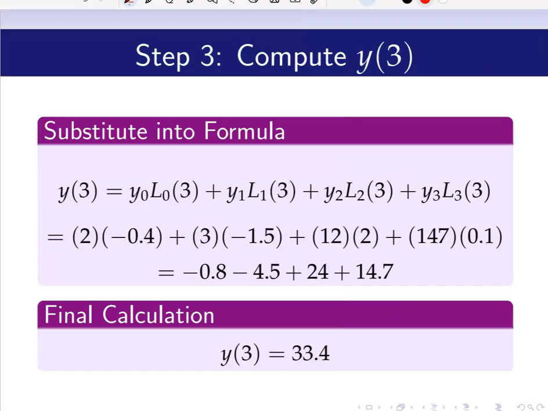So y(3) is equal to y0 L0(3) plus y1 L1(3) plus y2 L2(3) plus y3 L3(3). So y0 is nothing but 2, L0(3) we got as minus 0.4, y1 is 3, L1(3) is minus 1.5, y2 is 12, L2(3) is 2, y3 is 147, L3(3) is 0.1. So after plugging this in and doing the calculation, we'll get that y at x is equal to 3 is nothing but 33.4.